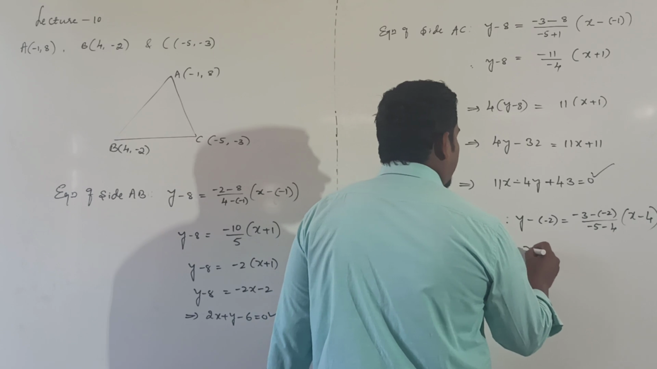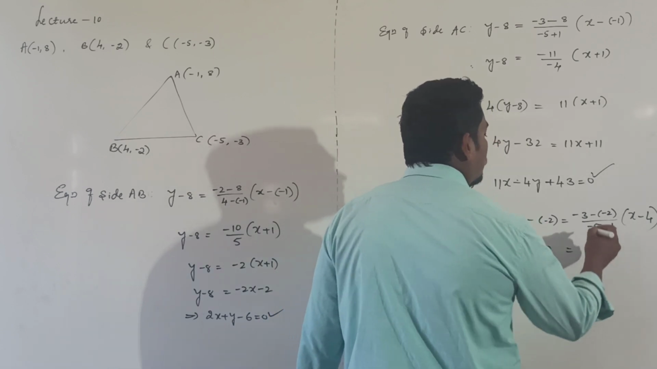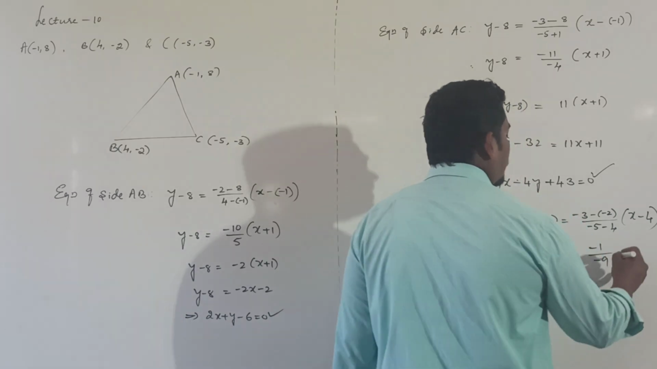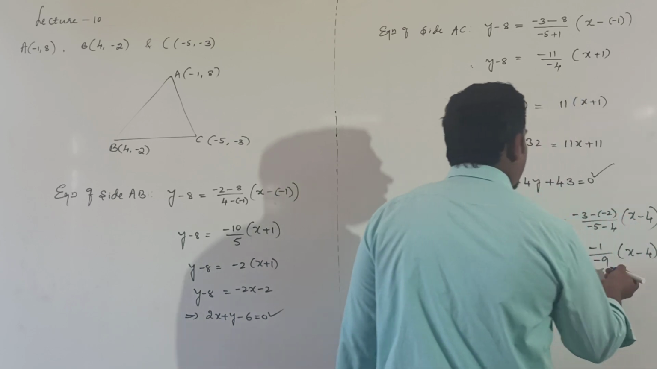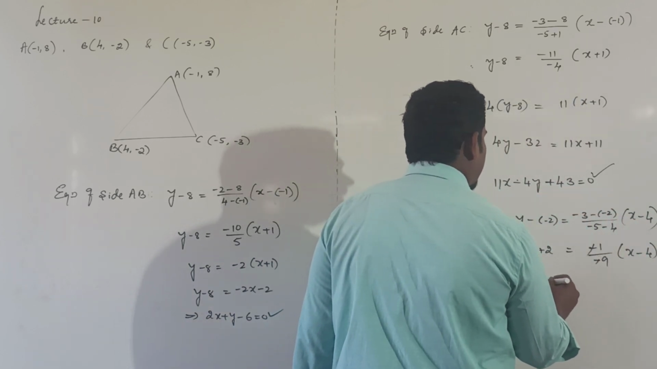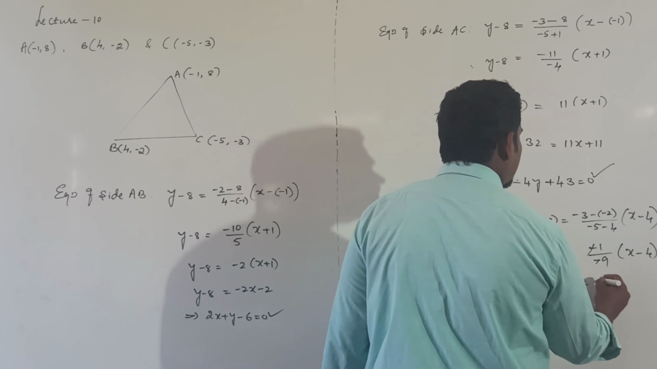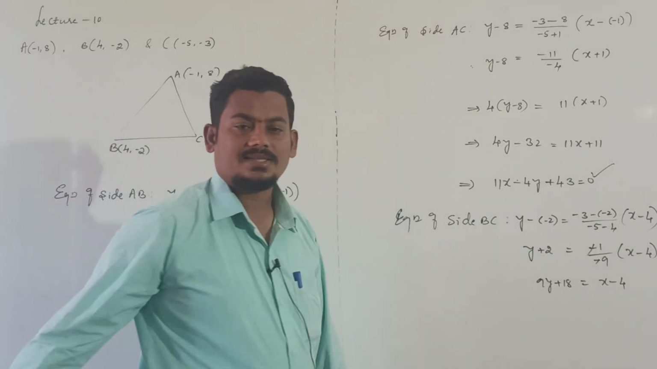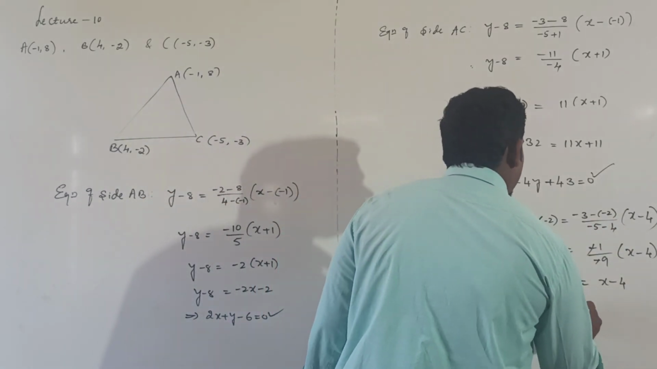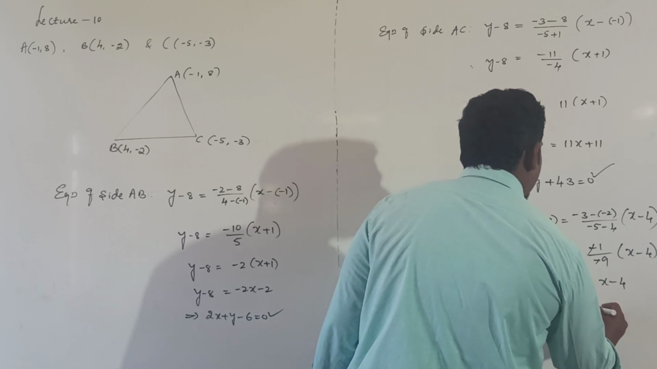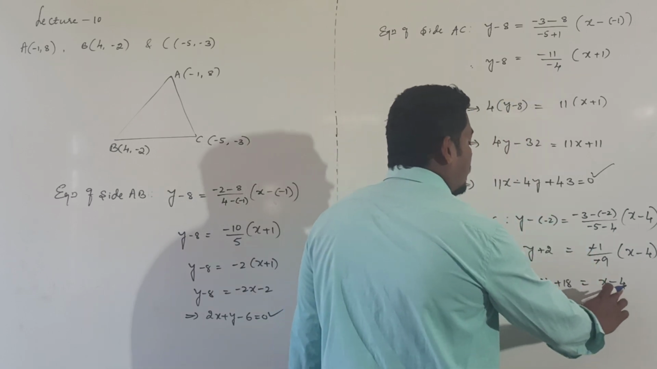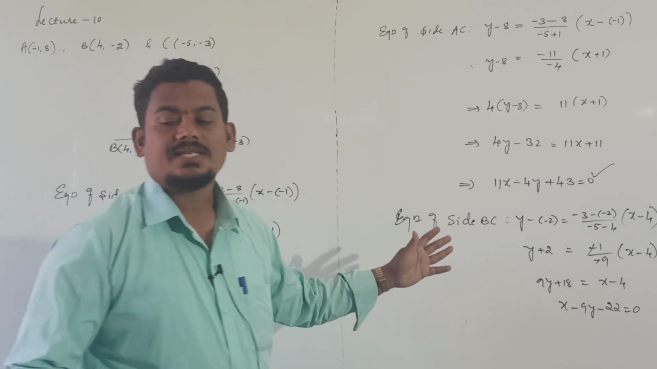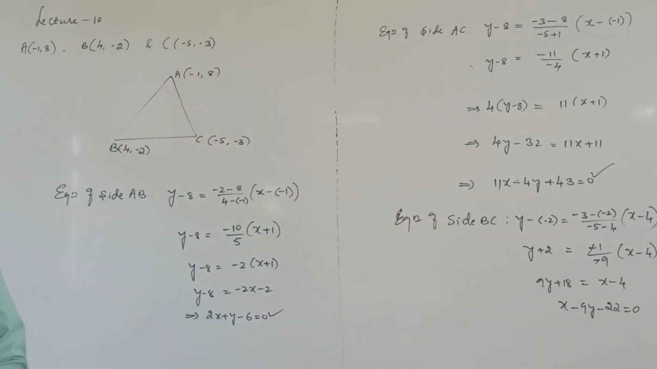Then just rearranging, it will be y plus 2 is equal to minus 1 divided by minus 9, right? Into x minus 4. Now the negative sign will get cancelled, cross multiplication, 9y plus 18 equals x minus 4. Now take these two terms to the RHS, then it will be x minus 9y minus 4 minus 18, it will be minus 22 is equal to 0. These are the equations of the sides of the triangle, right?